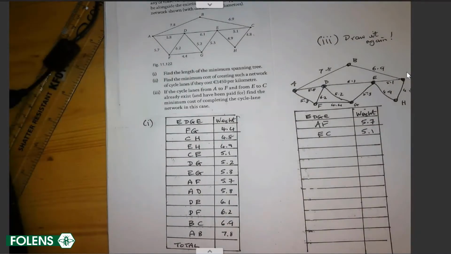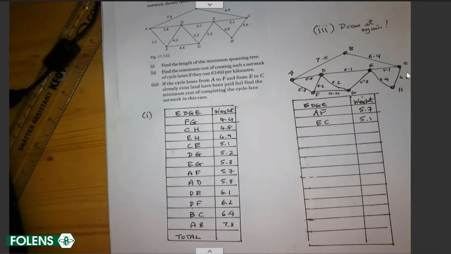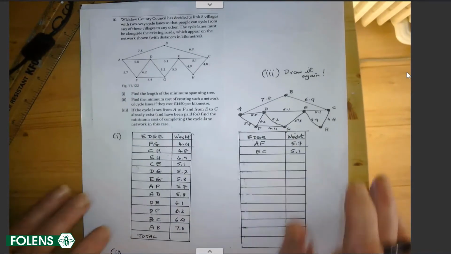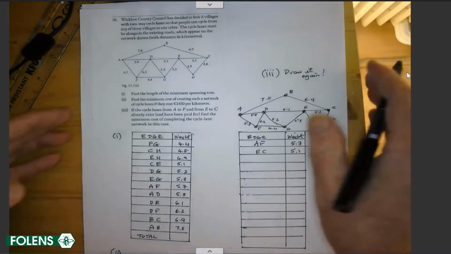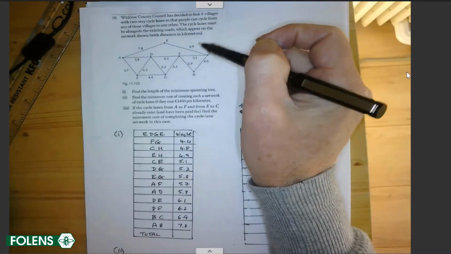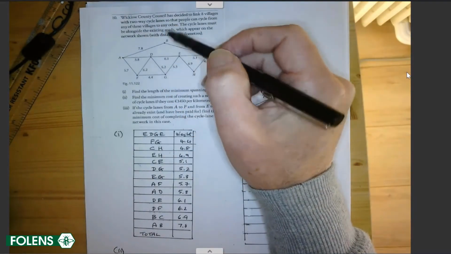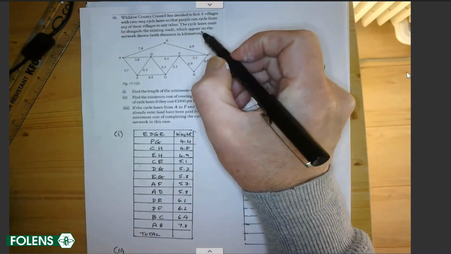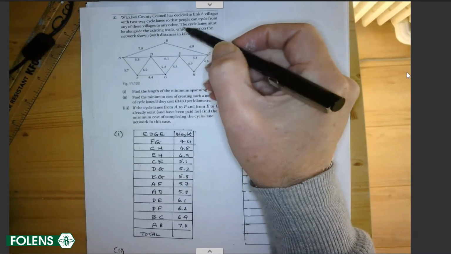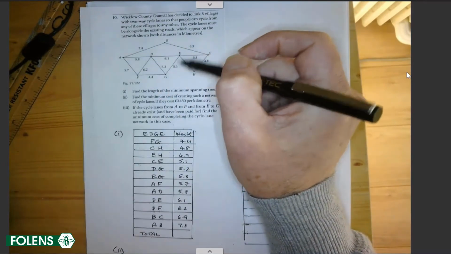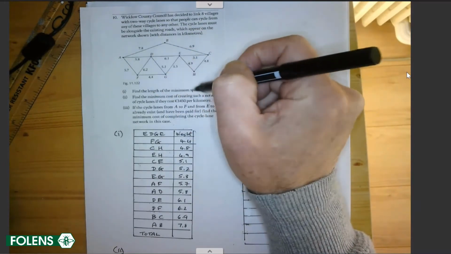Now, I'm going to use an example from real life with 2 variations. And here I go. Wicklow County, this is a question from the book. Wicklow County Council has decided to link 8 villages with 2-way cycle lanes so that people can cycle from any of those villages to another. They have promised that you may be able to cycle from any village to another. The cycle lanes must be along the existing roads which appear on the network. So these are the existing roads, and we're going to put the cycle lanes at the sides of these. Find the length of the minimum spanning tree.